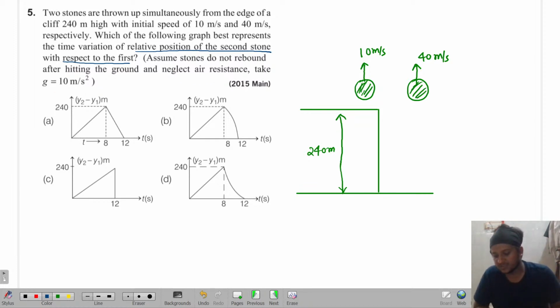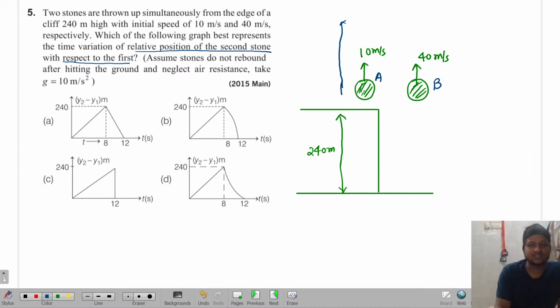Take g equal to 10 meter per second square. So actually you have to represent, let's suppose I call this stone B, and I call this stone A. So A follows, let's suppose it takes y1 displacement upwards.